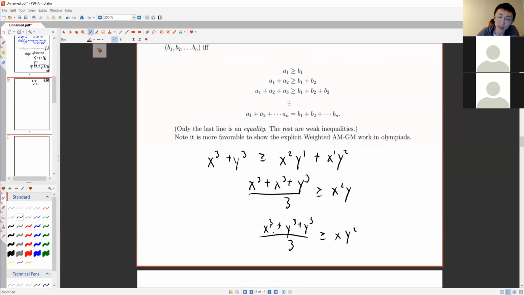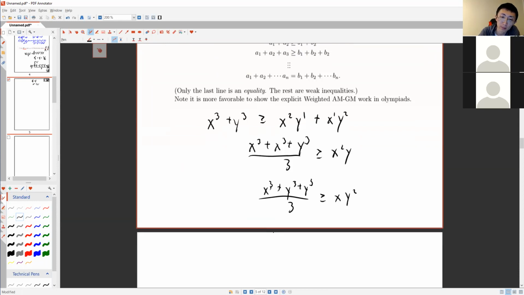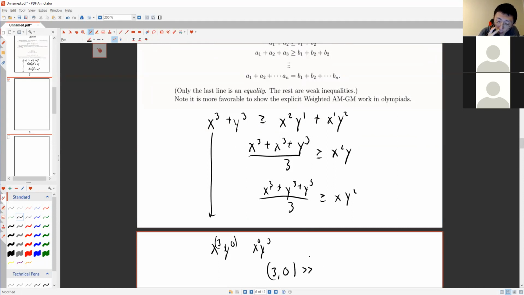So it seems like maybe we can rewrite these as like x cubed y to the 0 and y cubed x to the 0. So it seems like the sequence 3, 0 is somehow like, I don't know what the symbol is for it. It's probably some different symbol. But it's better than the sequence 2, 1 for the sequence of variables like 2 and 1 here. So by better, I mean like greater than when we write the symmetric inequality.